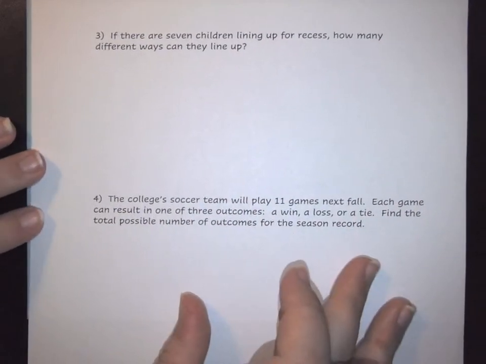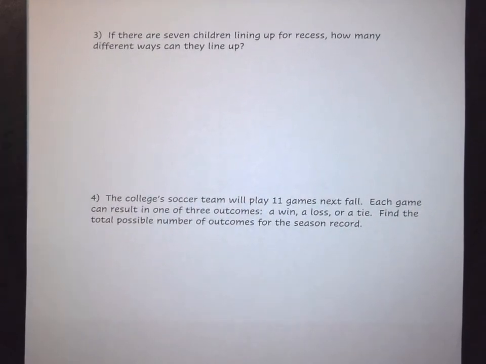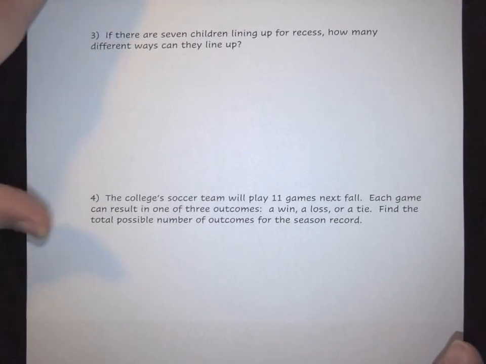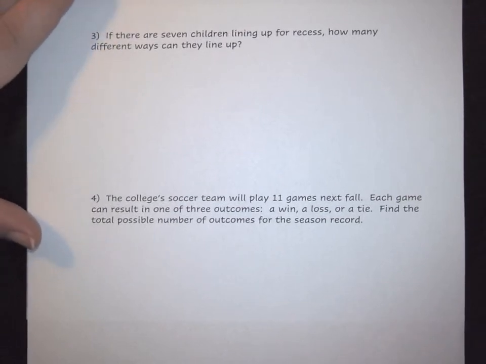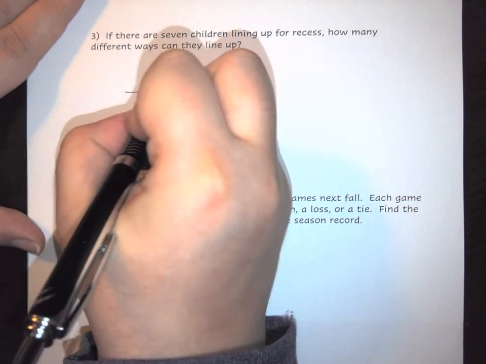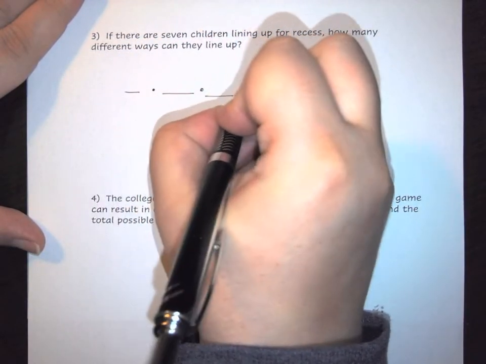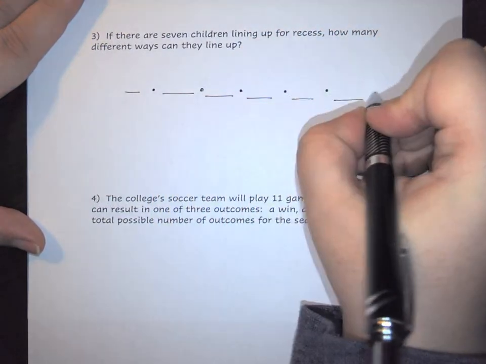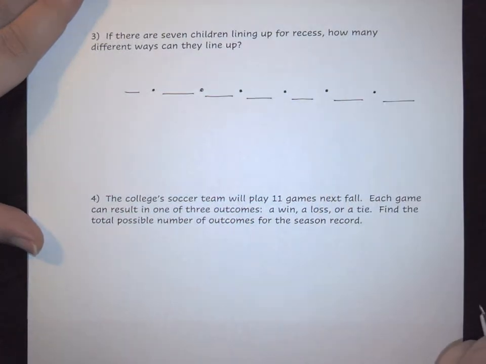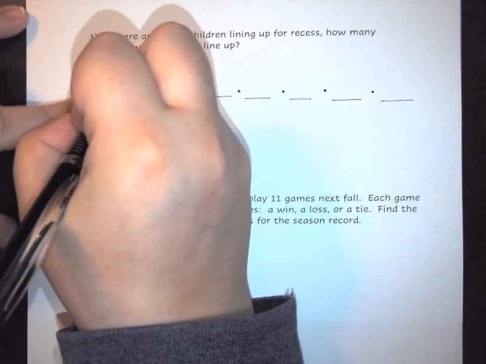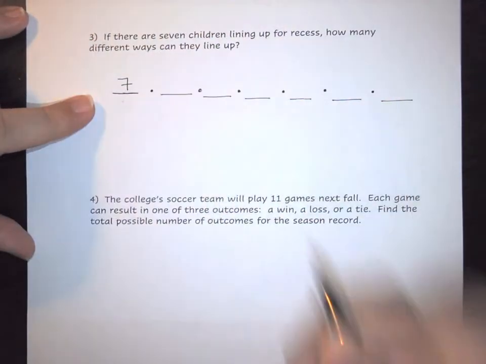Now, what if we have 7 children lined up for recess? How many different ways can they line up? Well, in this, order matters. So if we're thinking about 7 different ways to line up, we would have 1 spot, 2 spots, 3 spots, 4 spots, 5 spots, 6 spots, and 7 spots. Okay? So if we look at this first spot here, I have 7 children that I can choose from. So a 7 would go there.